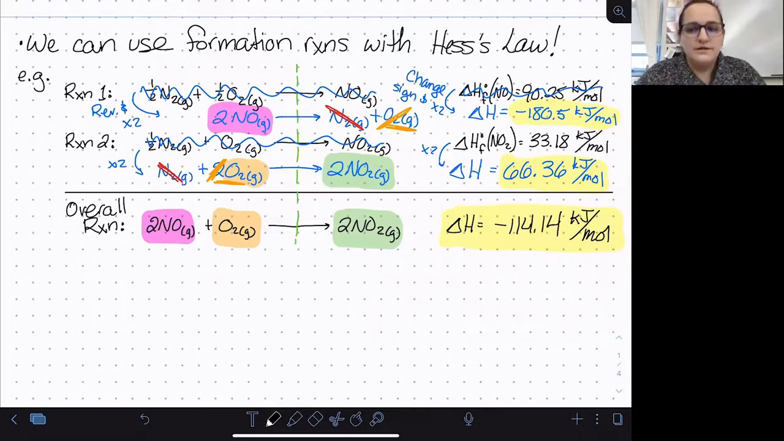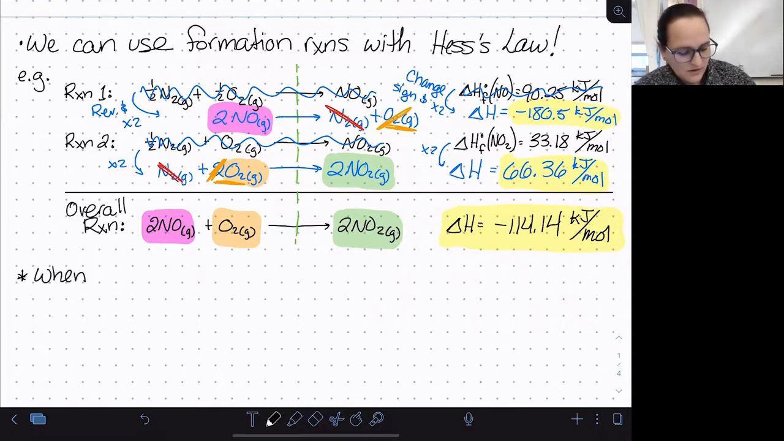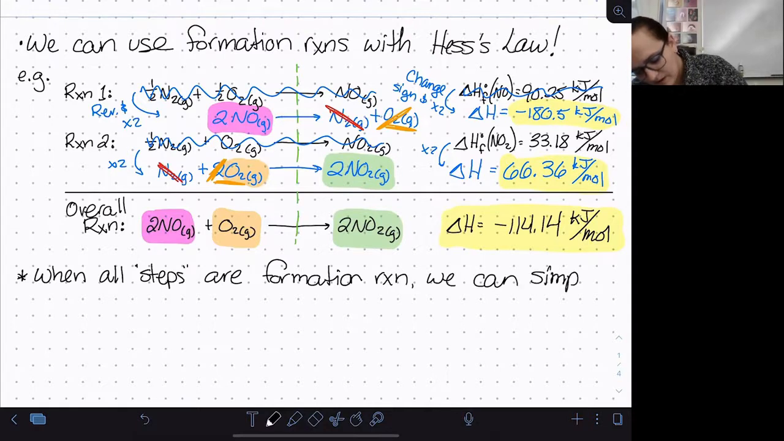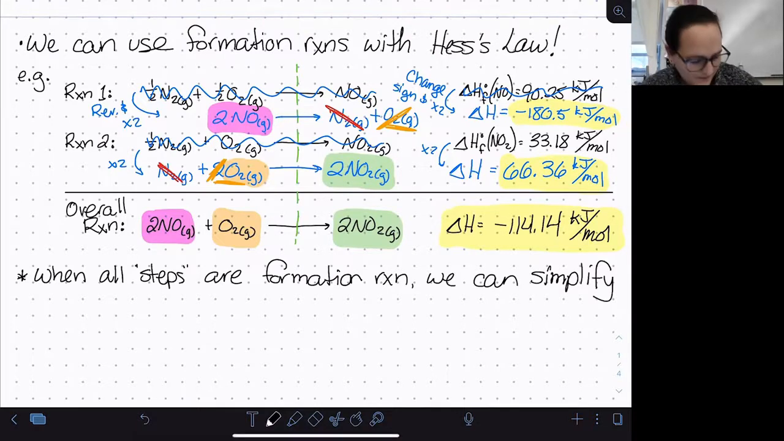So we can go through the whole Hess's law process just using formation reactions, but when all of your steps are formation reactions, like the example we just did, we can actually simplify the process into a single equation that we can use. So when all of our steps are formation reactions, we can simplify the process.